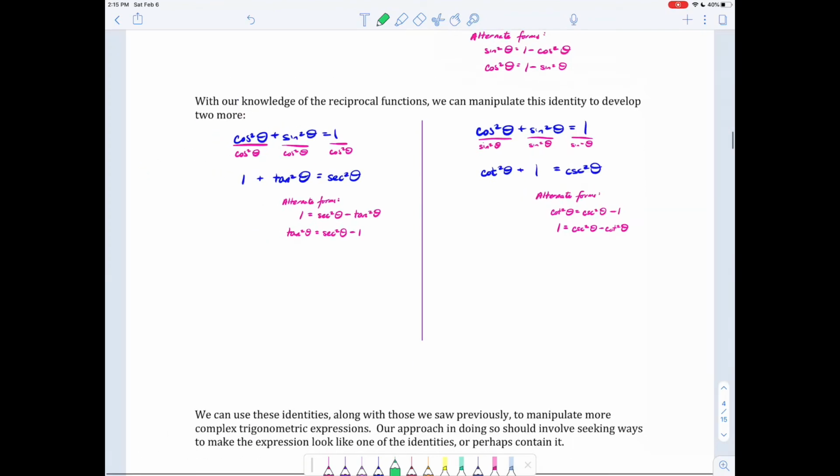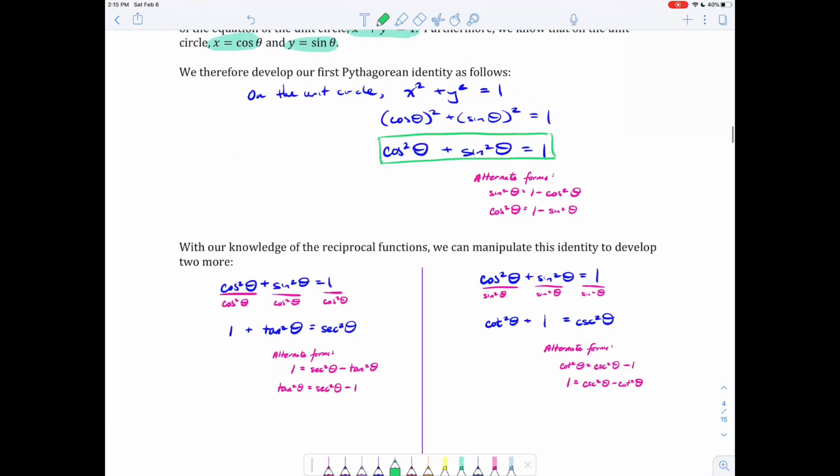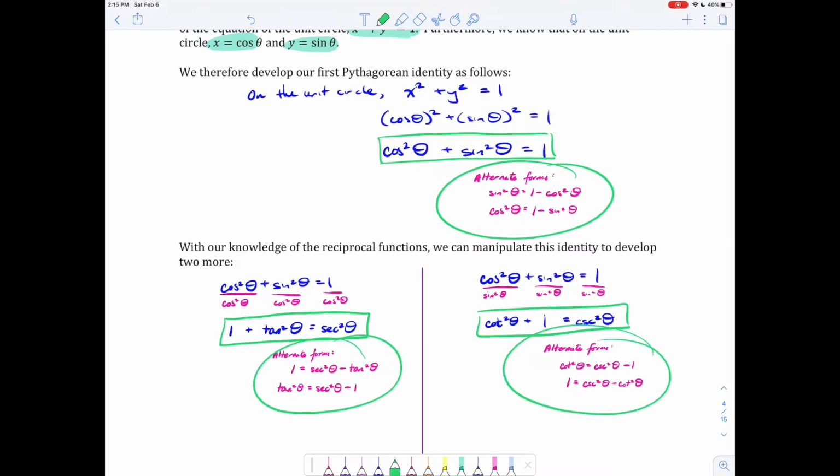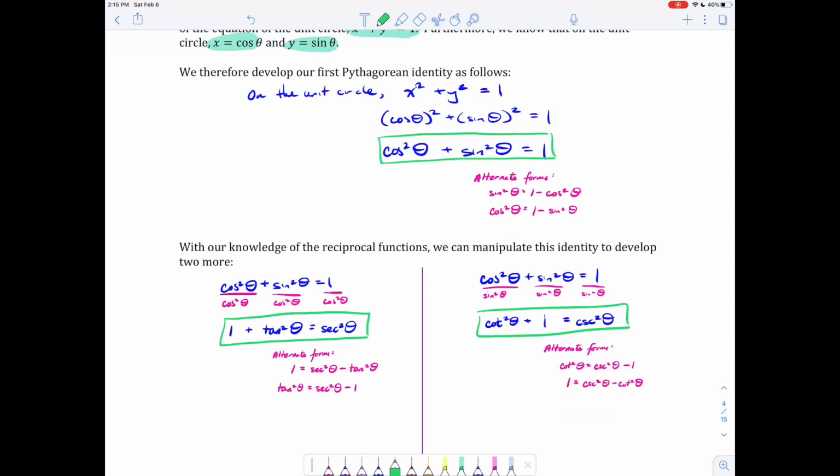But our three key Pythagorean identities are this first one up here, cos squared theta plus sine squared theta equals 1. This next one here, where 1 plus tan squared theta is equal to secant squared theta. And then this last one here, cotangent squared theta plus 1 equals cosecant squared theta. And you will see a version of each one of these on your formula sheet. So again, make sure it's handy, but do also make sure you recognize that it could be changed into any of these alternate forms. And it's not even just limited to those.